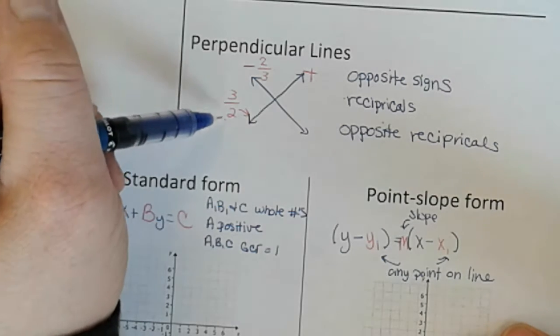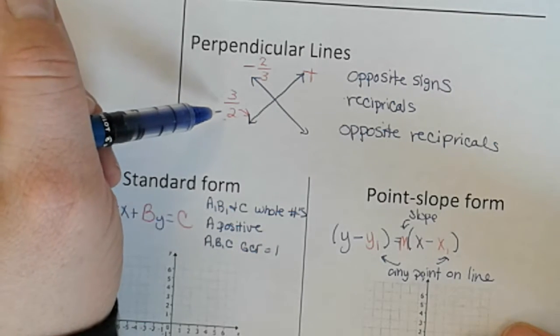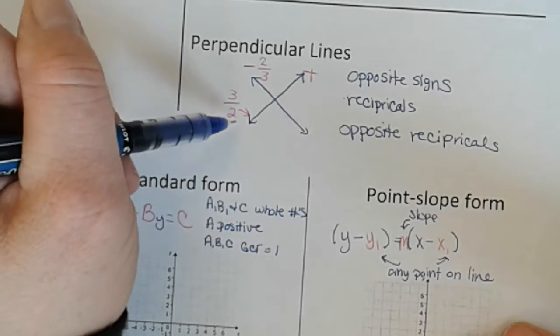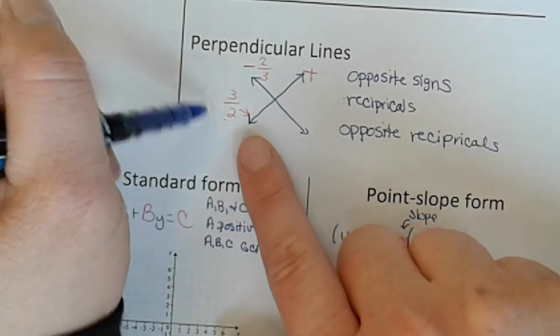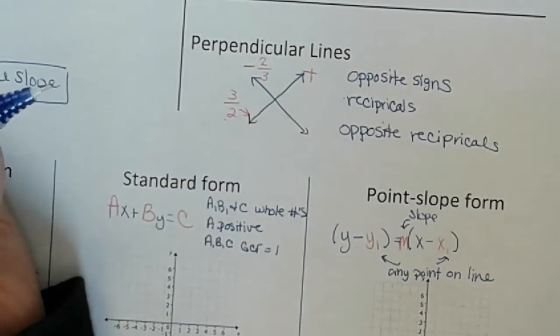Okay, so if this one is positive 3/2, to find the slope of the line that's perpendicular to it, you would flip it and change the sign. So we would put 2 on top, 3 on bottom, and we would change the sign, and that would give us negative 2/3.